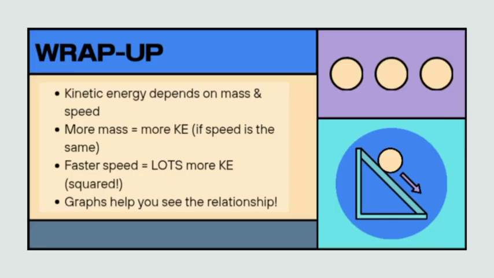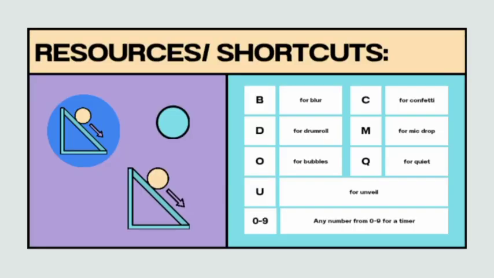Data. Wrap up. Kinetic energy depends on mass and speed. So more mass, more kinetic energy if the speed stays the same. The faster the speed, the much more kinetic energy because speed is squared. So graphs help you see the relationship. I have here also some resources and shortcuts that you can use.